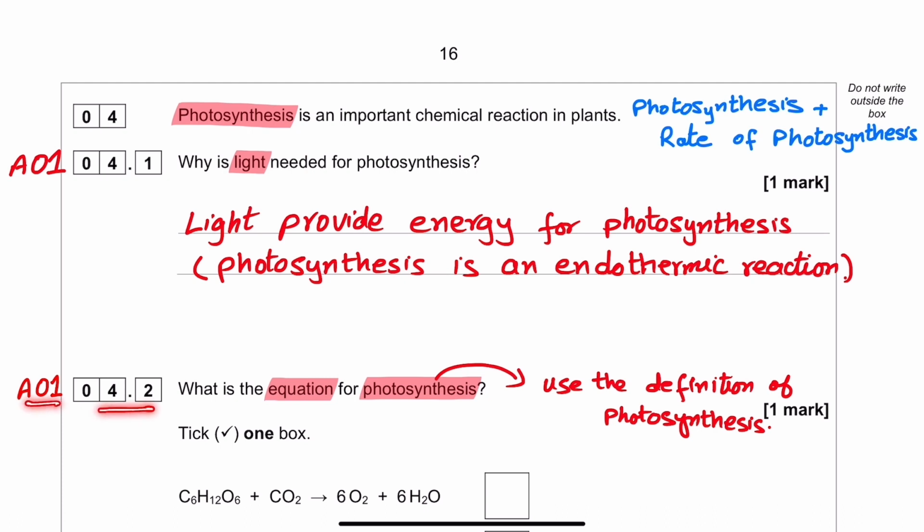4.2 is a year 1 question. This question is from the topic of photosynthesis and the rate of photosynthesis. What is the equation of photosynthesis? Students must know the definition of photosynthesis.